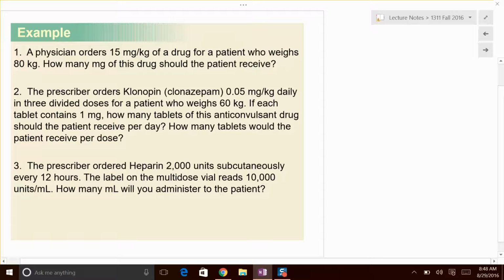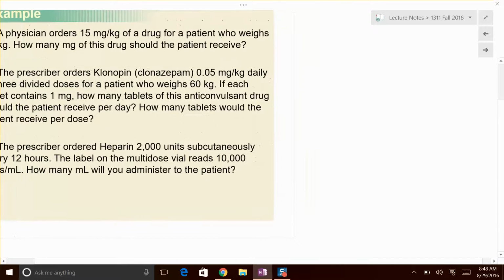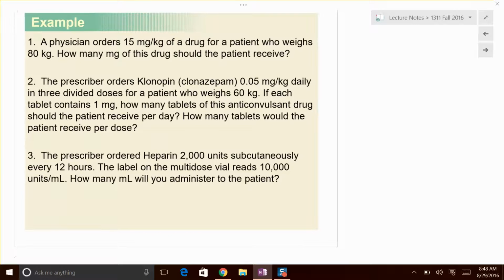Okay, so let's try a few of these examples. A physician orders 15 milligrams per kilogram of a drug for a patient who weighs 80 kilograms. How many milligrams of this drug should the patient receive? Okay, so here, what information are we given? What are we starting with? We want to find out the milligrams of this drug the patient should receive, and we're starting with the 80 kilograms.